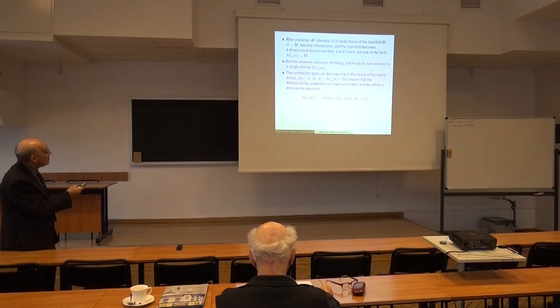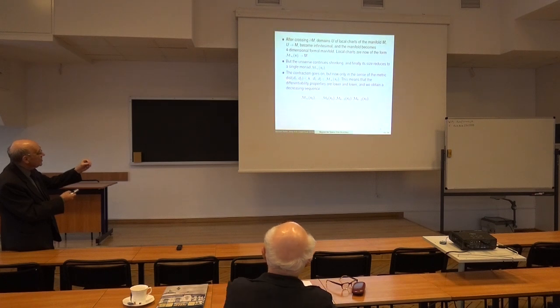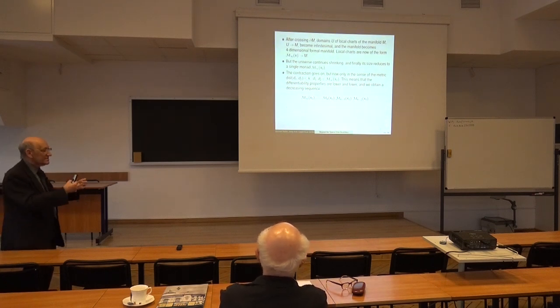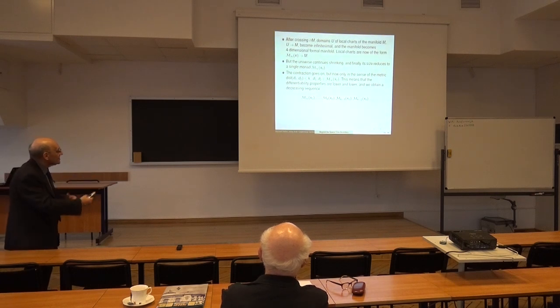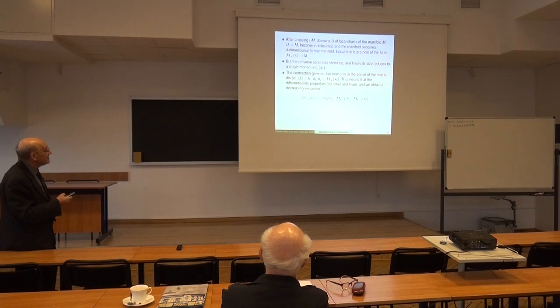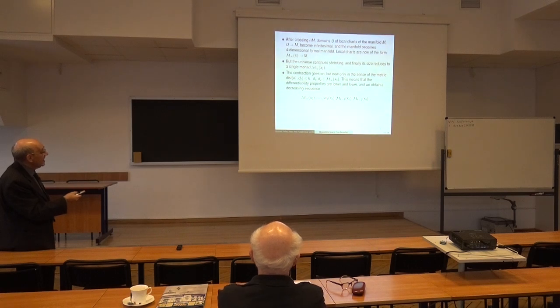So we are in a single point x0, but the contraction goes on, only in the sense of the metric distance equal or less than k, this quasi distance. It is not a spatial distance, but the properties of differentiability determine the sort of distance. And k becomes smaller and smaller. This means that the differentiability properties are lower and lower, and we obtain a decreasing sequence of monads.